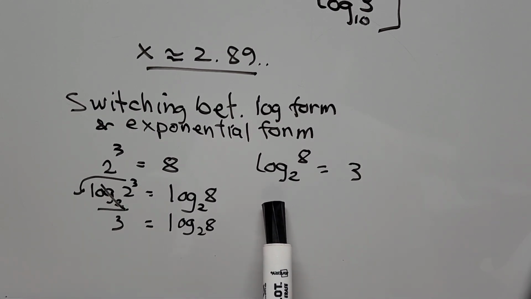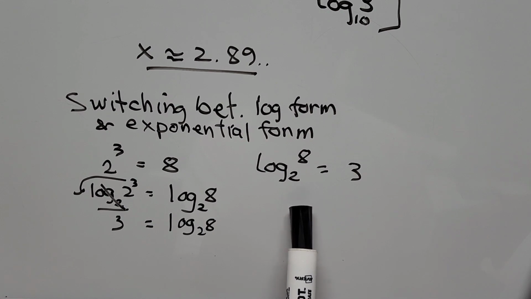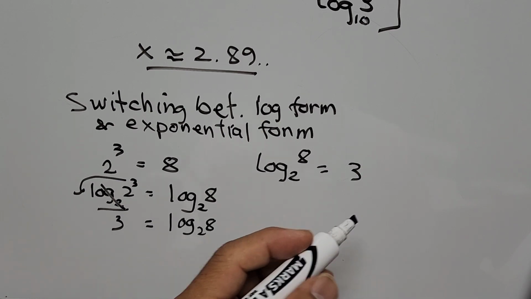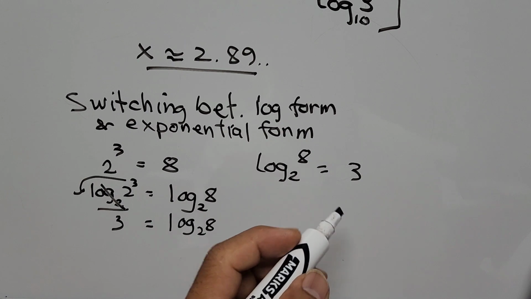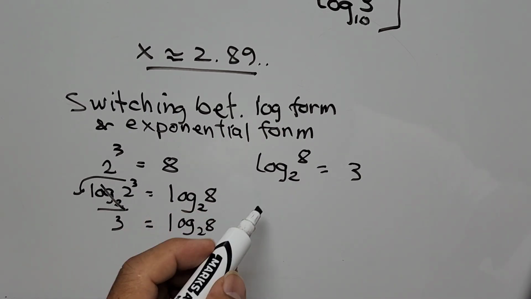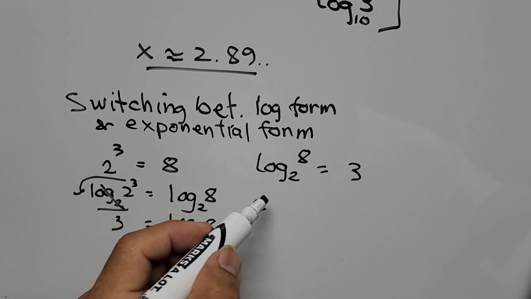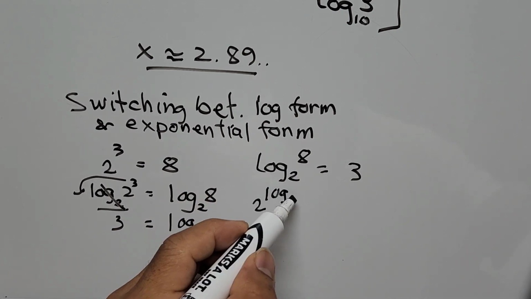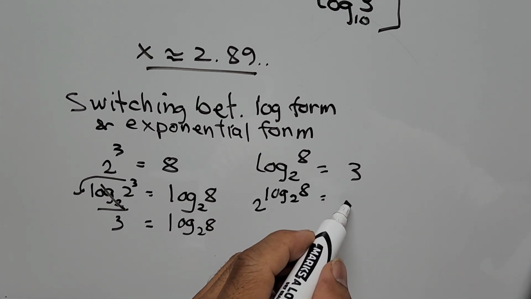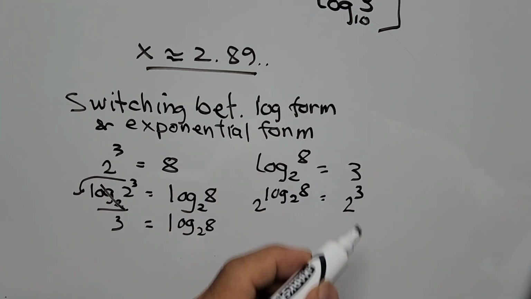So from the logarithmic form, switching or converting to exponential form, how are we going to do that? How do we convert this to its exponential form? From here, there are 2 ways to do it. We can exponentiate both sides with base 2, right? So we can have 2 to the power of log base 2 of 8. If we do it on the left, we do it on the right. So we exponentiate base 2 of 3 over here on the right.